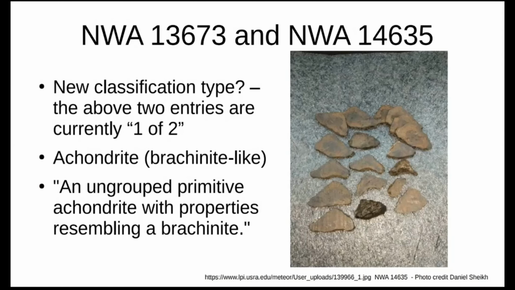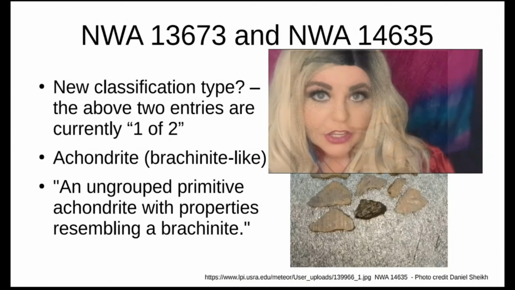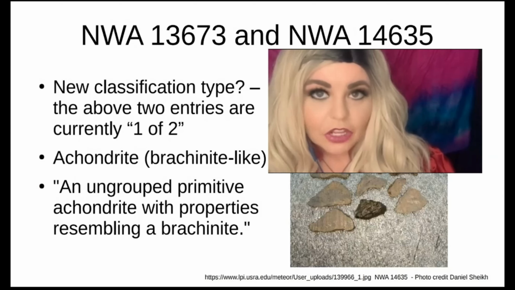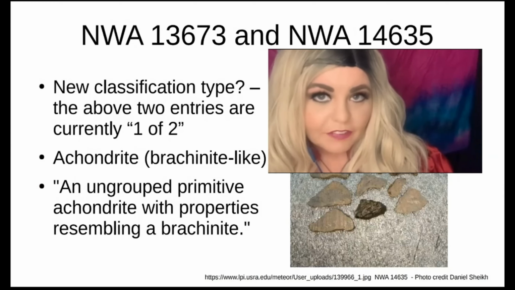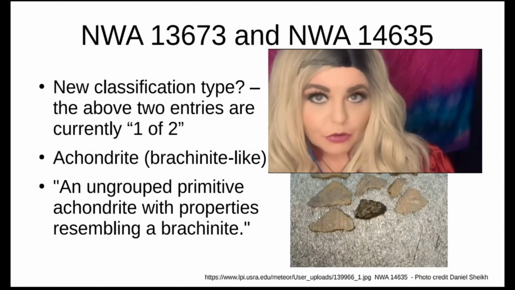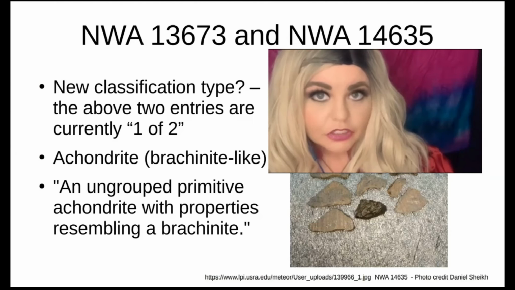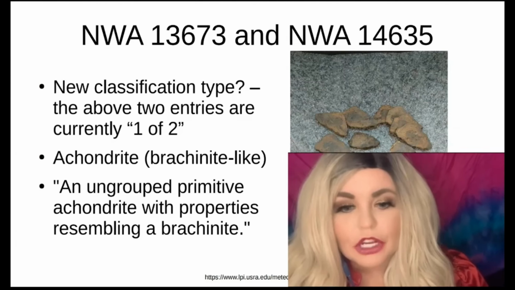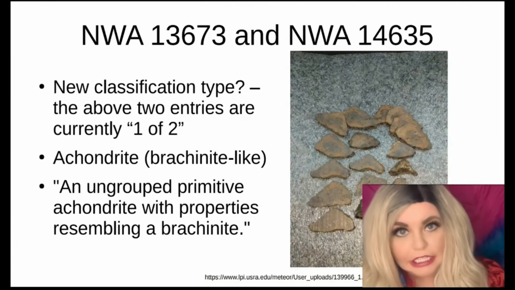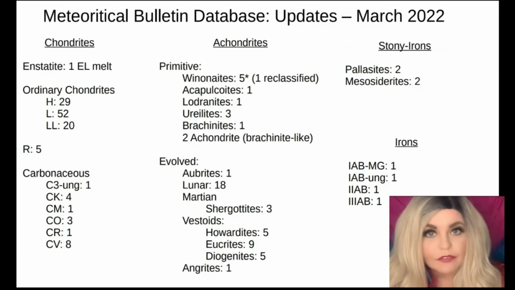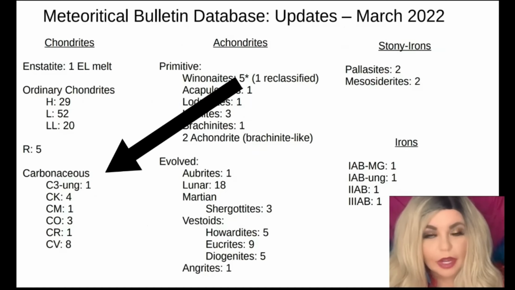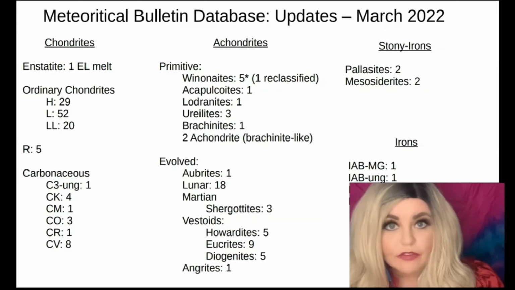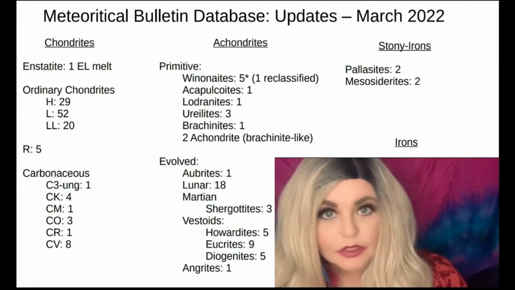Now, the 14635 was classified by Daniel Shake, who I am proud to say is the Knowledge Bolide's preferred classifier. These two are basically 2 of 2 of a new classification called a chondrite braconite-like, an ungrouped primitive chondrite with properties resembling a braconite. The next one of note falls under the carbonaceous family of meteorites. It's the C3 ungrouped. There are only 24 of those classification types, so that's pretty rare.